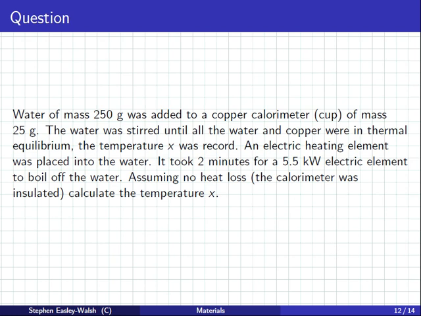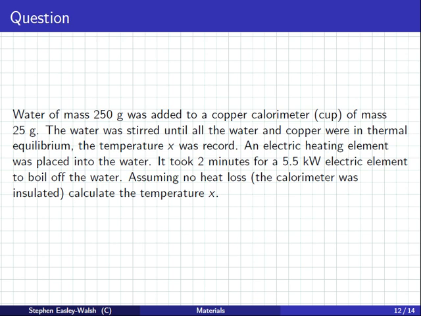Water of mass 250 grams was added to a copper cup of mass 25 grams. The water was stirred until all the water and copper were in thermal equilibrium. The temperature X was recorded. An electric heating element was placed into the water. It took 2 minutes for the 5.5 kilowatt electric heating element to boil off the water. Assuming no heat loss, calculate the X.